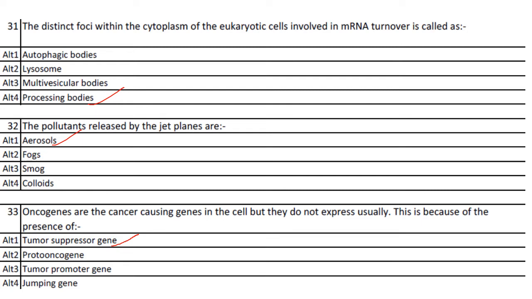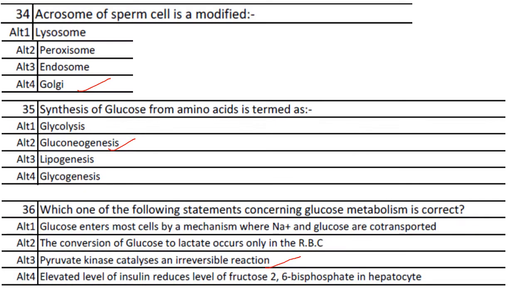Oncogenes are cancer-causing genes in the cell, but they do not usually express. This is because of what is called the tumor suppressor gene. That is why oncogenes, even though they are cancer-causing genes in the cell, do not express because of tumor suppressor genes. Then the acrosome of a sperm cell is modified Golgi. Then synthesis of glucose from amino acids is termed gluconeogenesis. Option B.